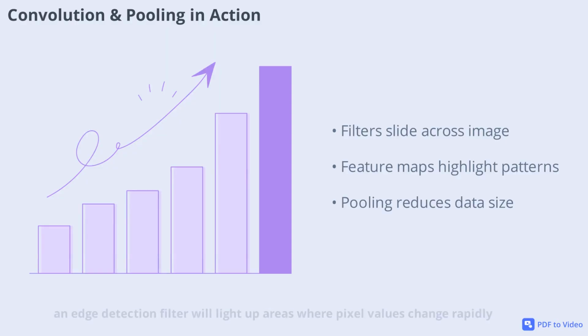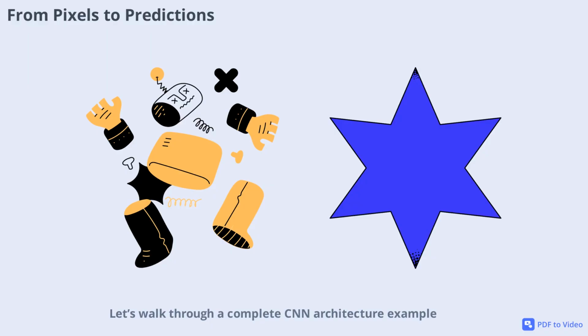For example, an edge detection filter will light up areas where pixel values change rapidly, outlining the shapes in the image. Pooling comes next, typically using max pooling, which takes the maximum value from each region of the feature map. This reduces the spatial size, decreases computational requirements, and preserves the most important information. Together, these operations allow CNNs to efficiently learn and recognize complex visual features, no matter where they appear in the image.